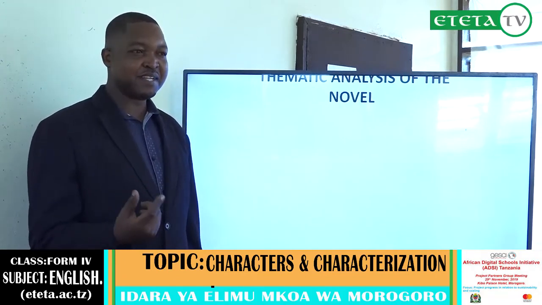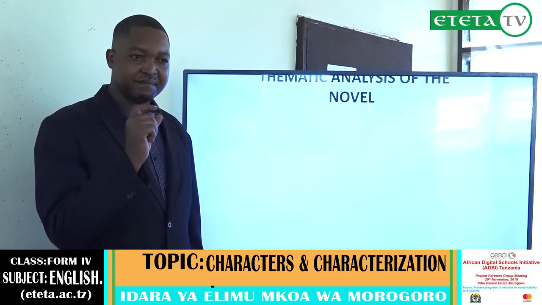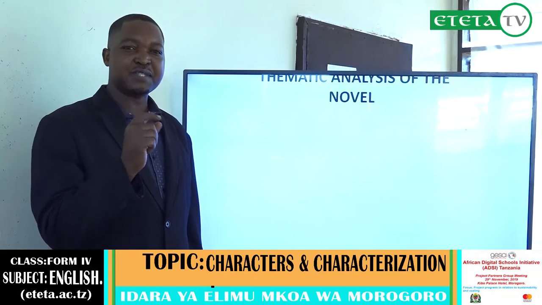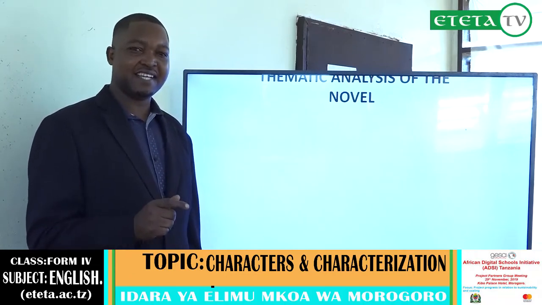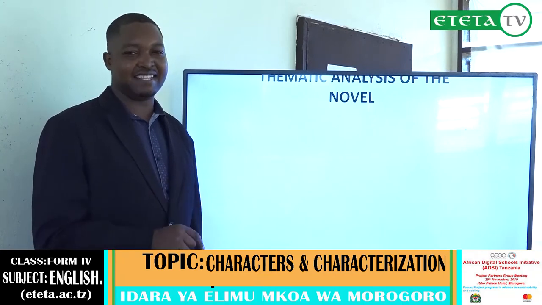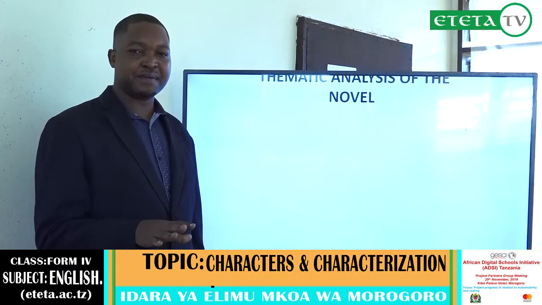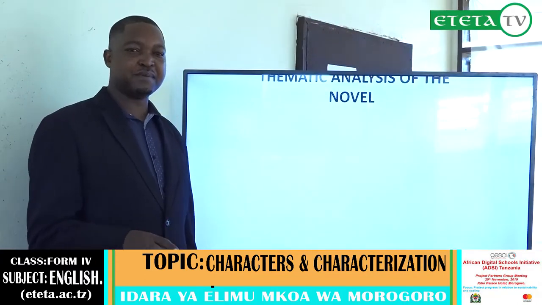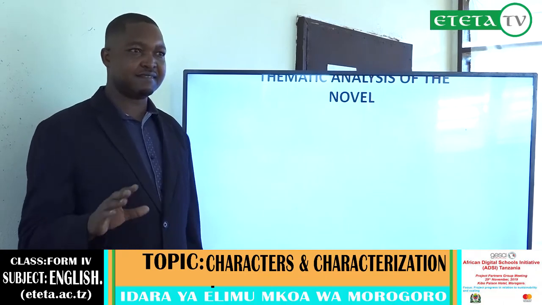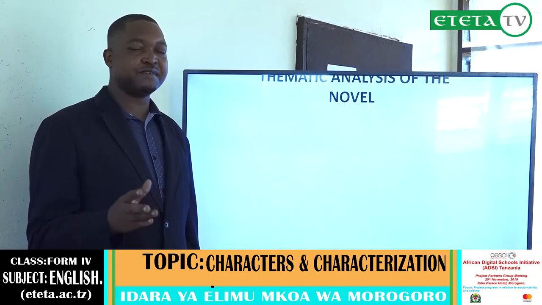I think up to the moment you have a notion, or you have the image, of what is Weep Not Child. We are talking about the main character Njoroge. He was a child by then, because he was at primary school. The age of a primary school pupil can be 10, 12, 13, up to standard 7, can be at the age of 14.